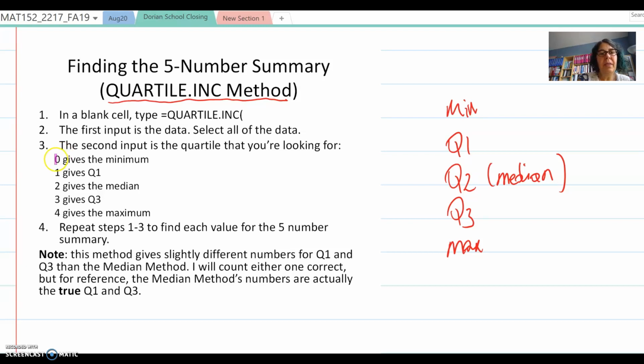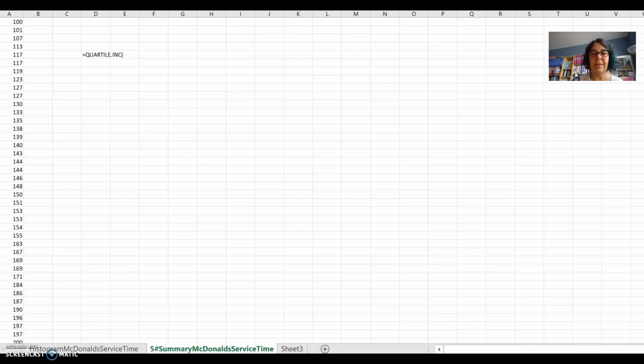I don't think that we need quartile.inc for minimum and maximum, because after we sort the data in Excel, we can figure those out. The way we're going to figure out Q1, Q2, and Q3, we're going to use the Excel command quartile.inc. After that, we're going to highlight the data, and whatever Q1, Q2, or Q3 we would like to find, we're going to enter those numbers. All right, so I want to show it in Excel.